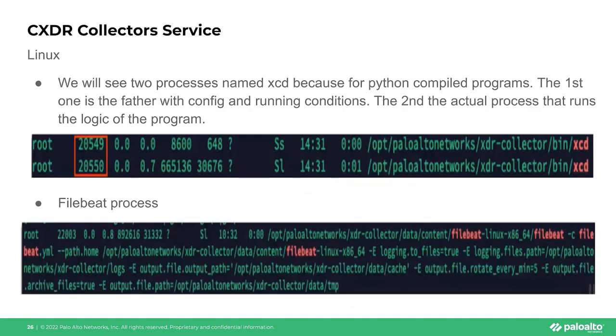In Linux, we can check the process name of the XDR agent and the Filebeat instance with the command ps and grep for XDR and Filebeat respectively. In the images, we see the output of such commands. Please note that in the case of the XDR processes, we see two of them. One process is the configuration and working parameters of XDR. The other one is the actual agent process. This is how precompiled Python executables work.